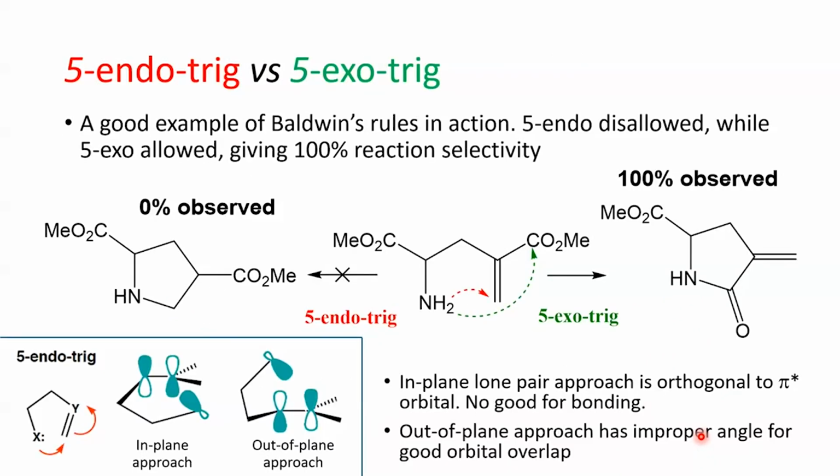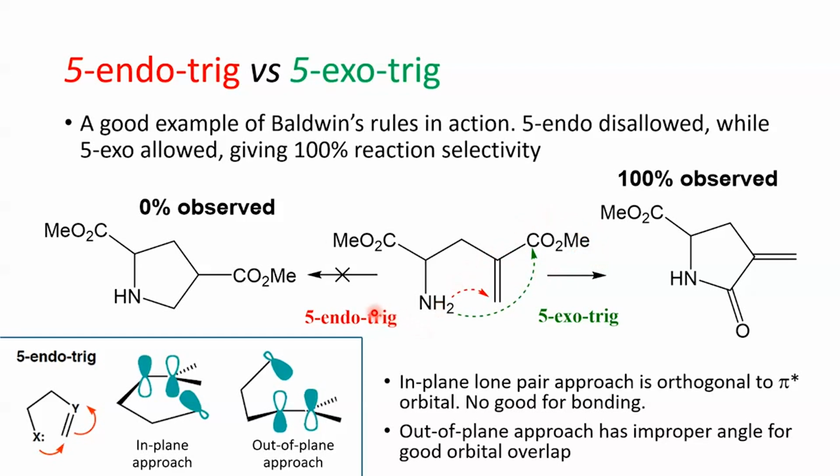Now let's consider a 5-endo-trig versus a 5-exo-trig reaction. And we're going to do that looking at this central molecule shown here. There are 2 possible ways that this reaction could proceed. So we have the 5-endo-trig approach, whereby our nucleophilic amine attacks our double bond here, forming our central cycle here. The alternate is we don't get attack on this double bond, and instead it attacks this methyl ester group, shown with the green dashed arrow.